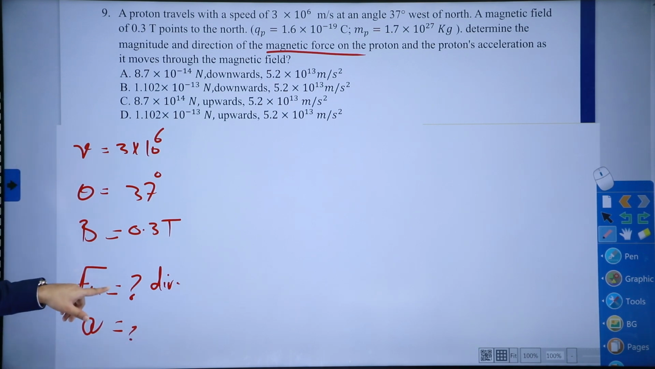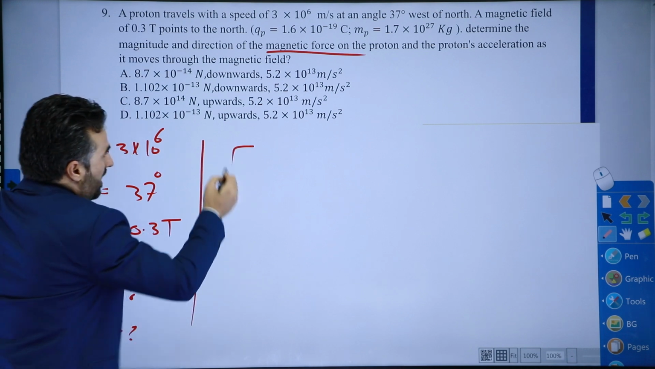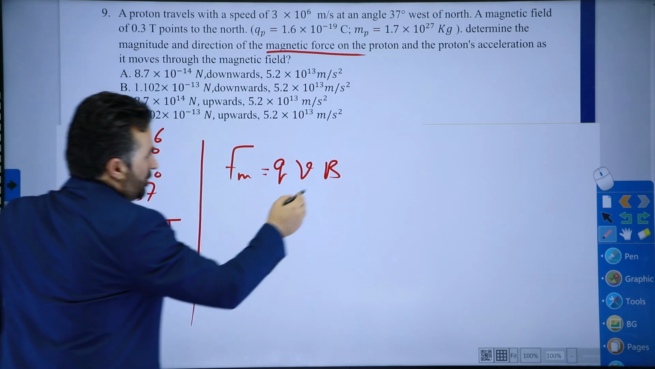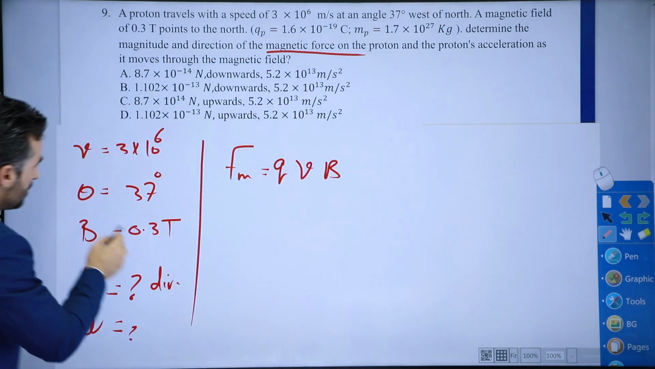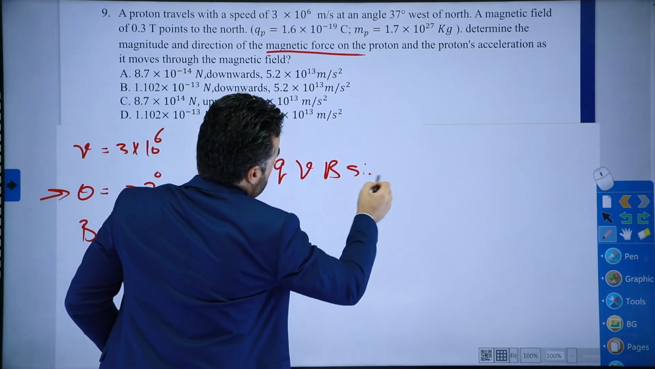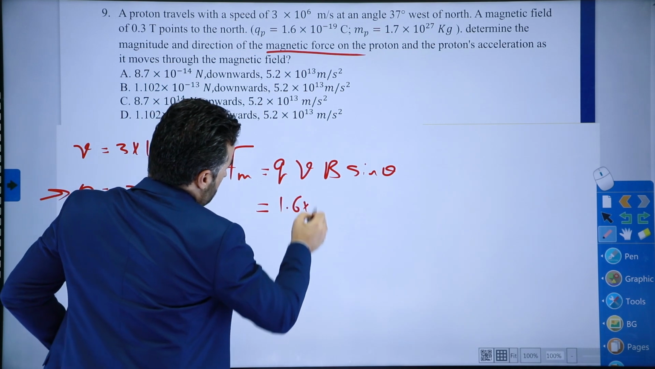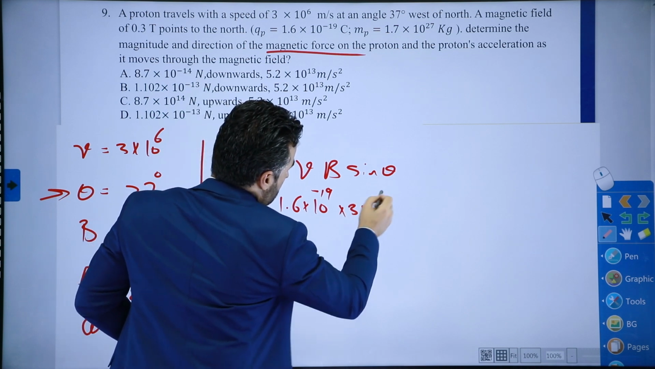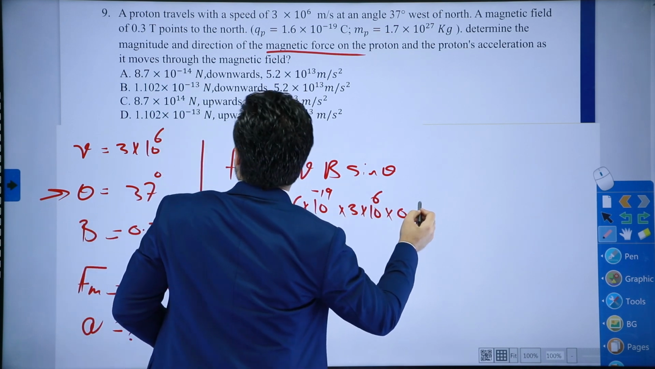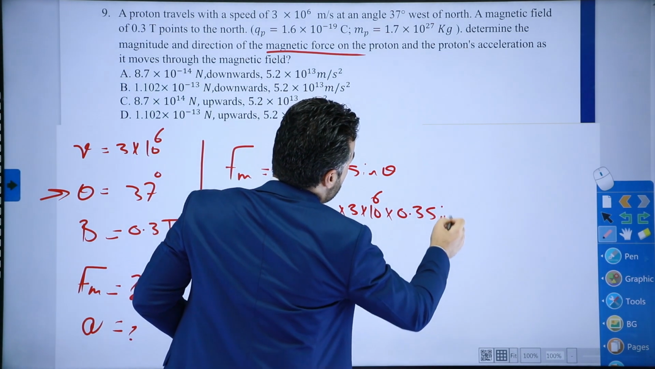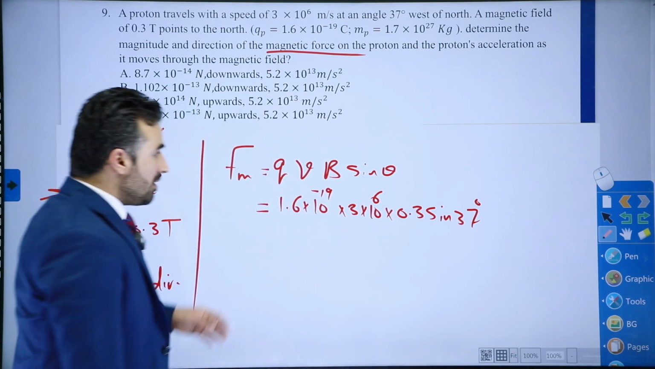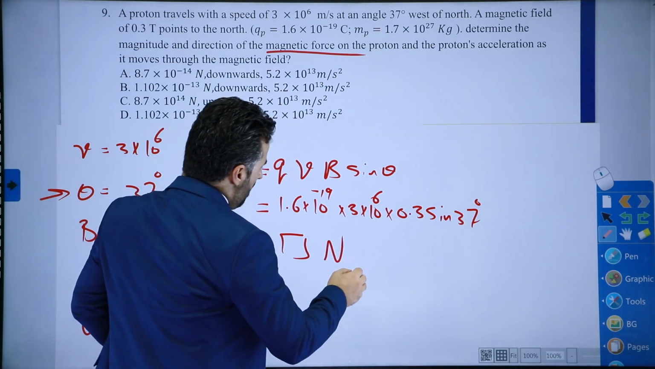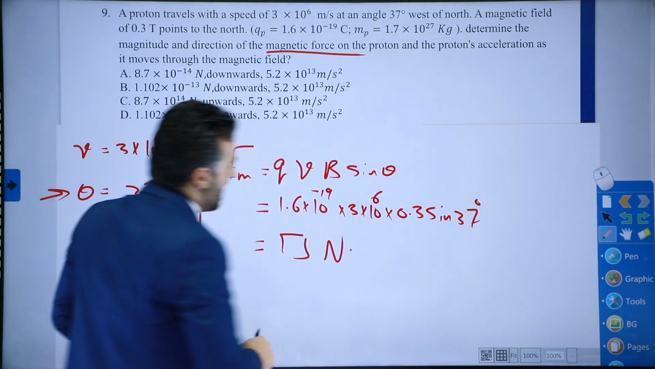So let's do first thing first. How do we find the magnetic force? Magnetic force on a charge, of course, we know that, is QVB. By the way, don't forget, because you're given an angle here, you need to add sine theta as well. So we have 1.6 times 10 to the power negative 19 times 3 times 10 to the power 6 multiplied by the magnetic field strength, 0.3 Tesla, times sine 37 degrees. Do the math and you will find the answer in Newtons. Now what about the direction?